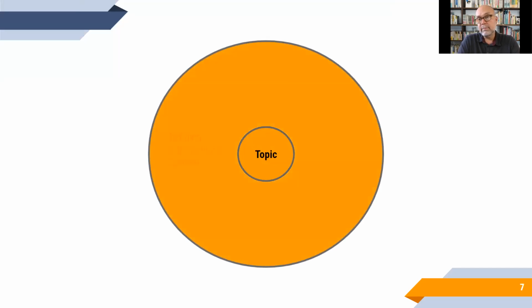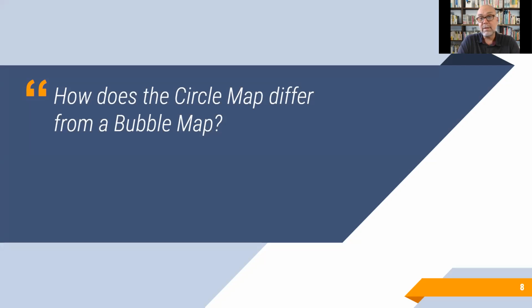So here's a quick construction of a circle map, pretty basic, pretty simple. I won't waste your time talking about that in more detail. One thing that does seem to confuse people sometimes is how a circle map differs from a bubble map. They're very different from a thinking standpoint. They may have similarities from a structural standpoint, given that they both have a bunch of roundness to them. But really, a circle map is for defining, a bubble map is for describing.